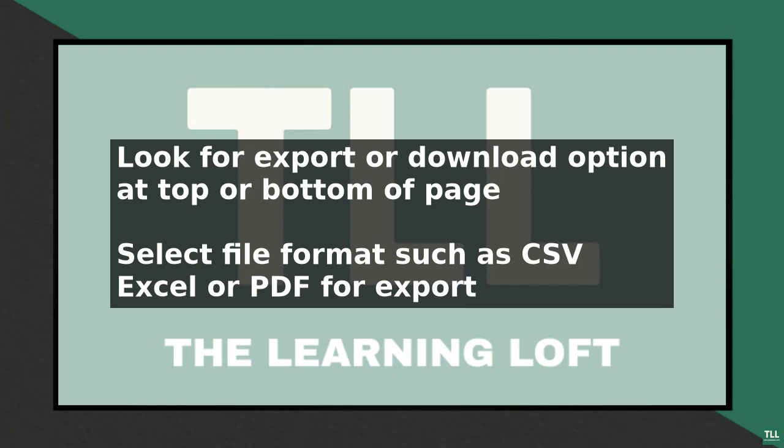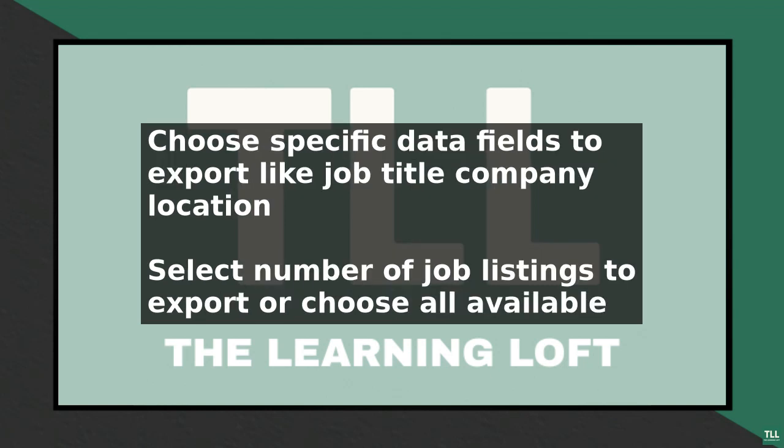If you choose CSV or Excel, you can easily import the data into a spreadsheet for further analysis or organization. If you choose PDF, you can save the job listings as a document for easy reference. After selecting the file format, choose the specific data fields you want to export, such as job title, company, location, and description. You can also select the number of job listings to export, whether it is a specific number or all available listings. Finally, click the Export button to download the file to your computer.